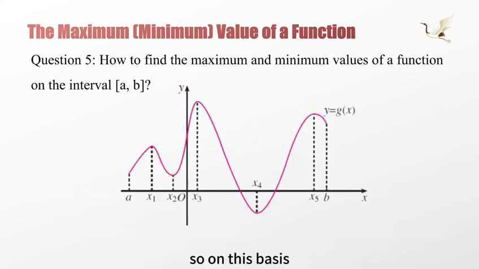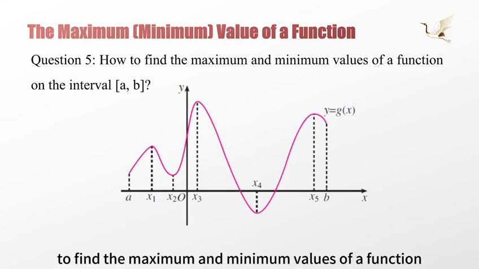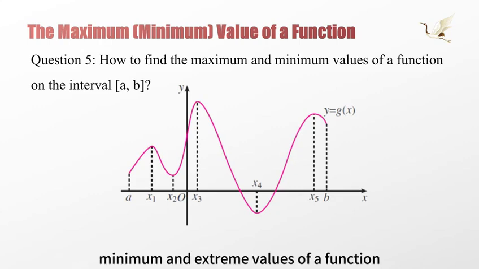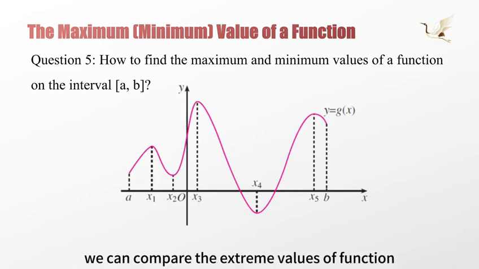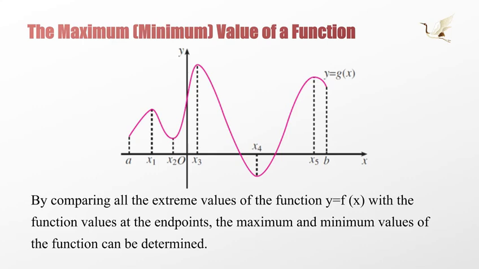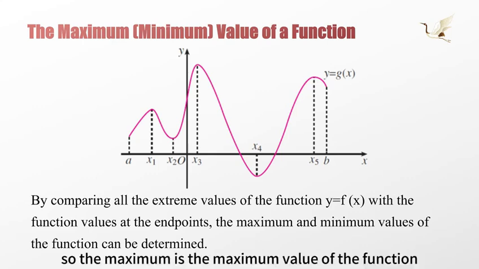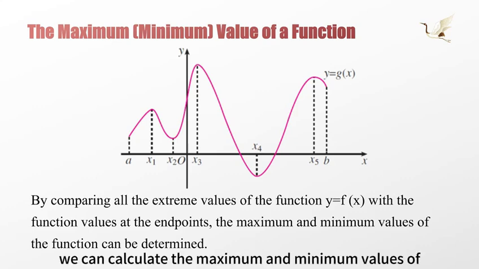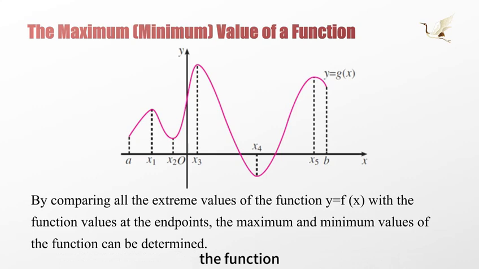So on this basis, let's ask, how to find the maximum and minimum values of a function in the interval a to b. We can compare the extreme values of the function y equals f(x) with the function values at the endpoints. So the largest is the maximum value of the function, and the smallest is the minimum value of the function. In this way, we can calculate the maximum and minimum values of the function.